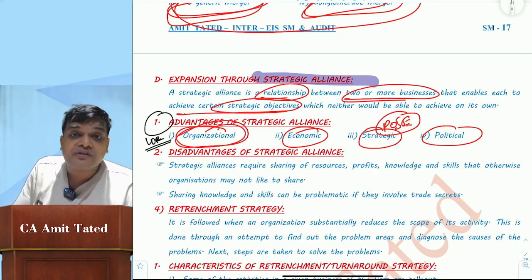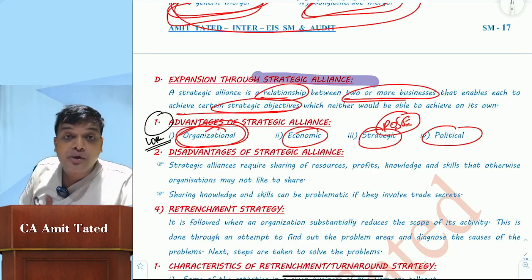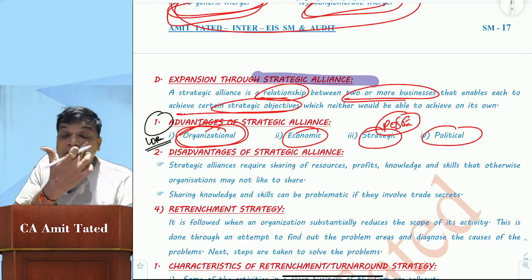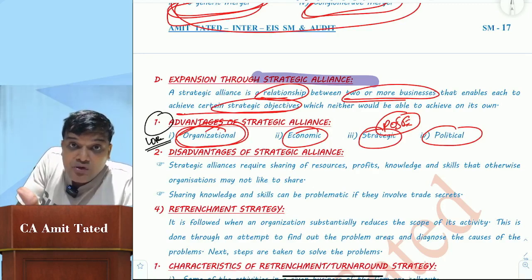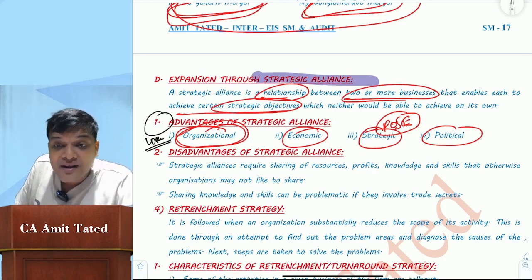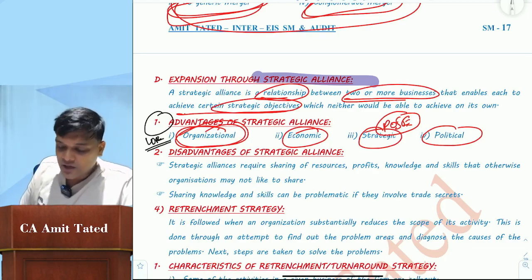The second concept is organizational, organizational resources. We can combine our resources. My supply chain is very good. Your production capacity is very good. If we come into an alliance, I can use your production capacity and you can use my supply chain. Organizational point.